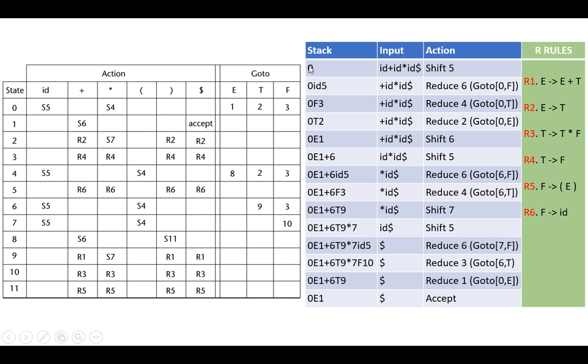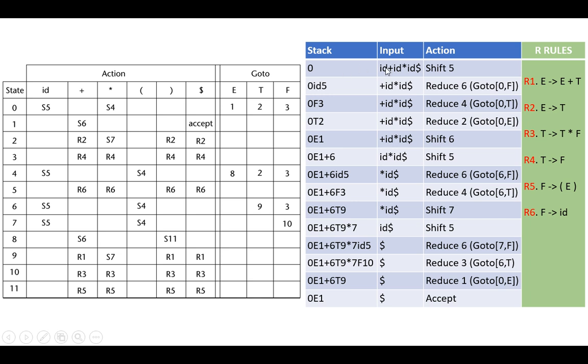The first thing is that we get state 0 and the first token id. So we said that the left is the state, and this place holds the terminals and then the non-terminals. So the id terminal is here. The intersection of state 0 and id gives us S5. S5 means we are doing the shift part of the shift-reduce. And what did we say shift means? It means take the current token and put it on the stack.